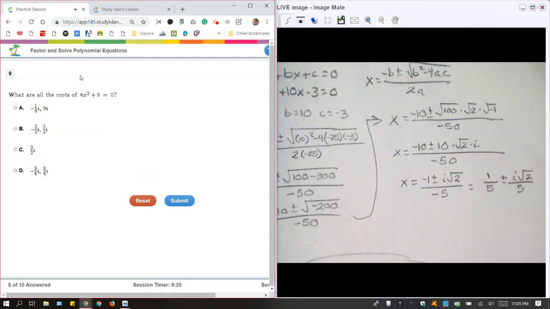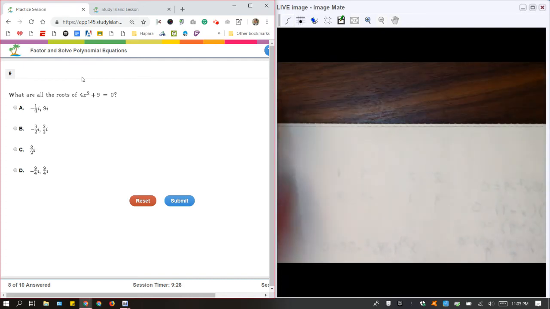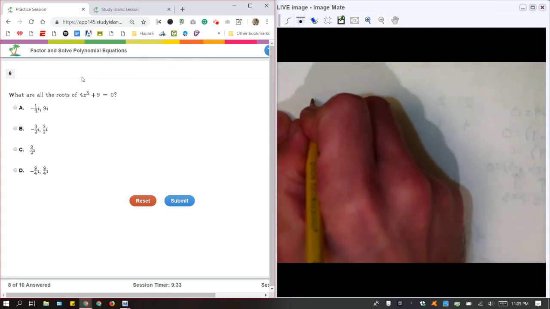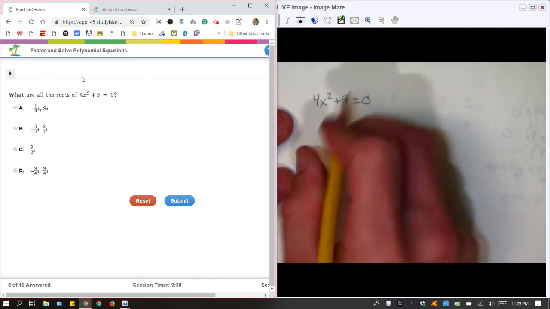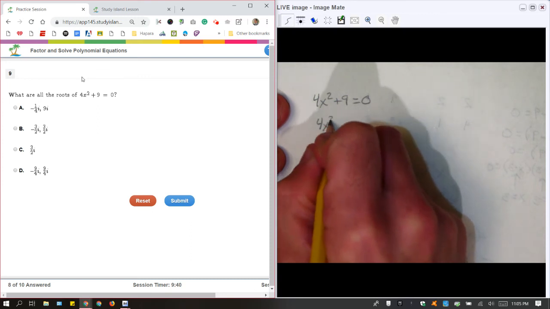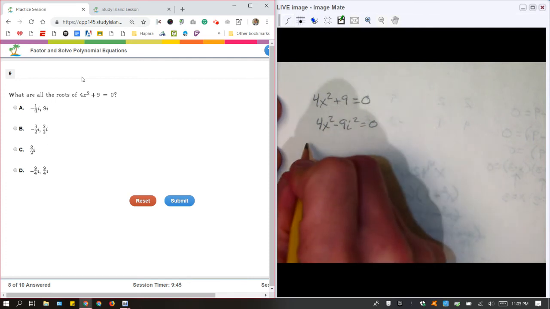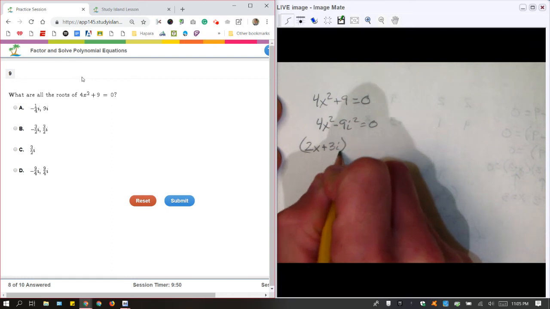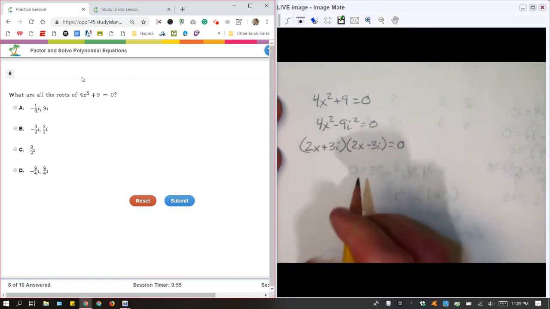So another one, what are all the roots of 4x squared plus 9 equals 0? This is like one of the problems we did in the beginning where we turn the sum of two squares into the difference of two squares. So here we go. We got 4x squared plus 9 equals 0. So I can turn this into 4x squared minus 9i squared equals 0. And so now it's 2x plus 3i times 2x minus 3i equals 0.